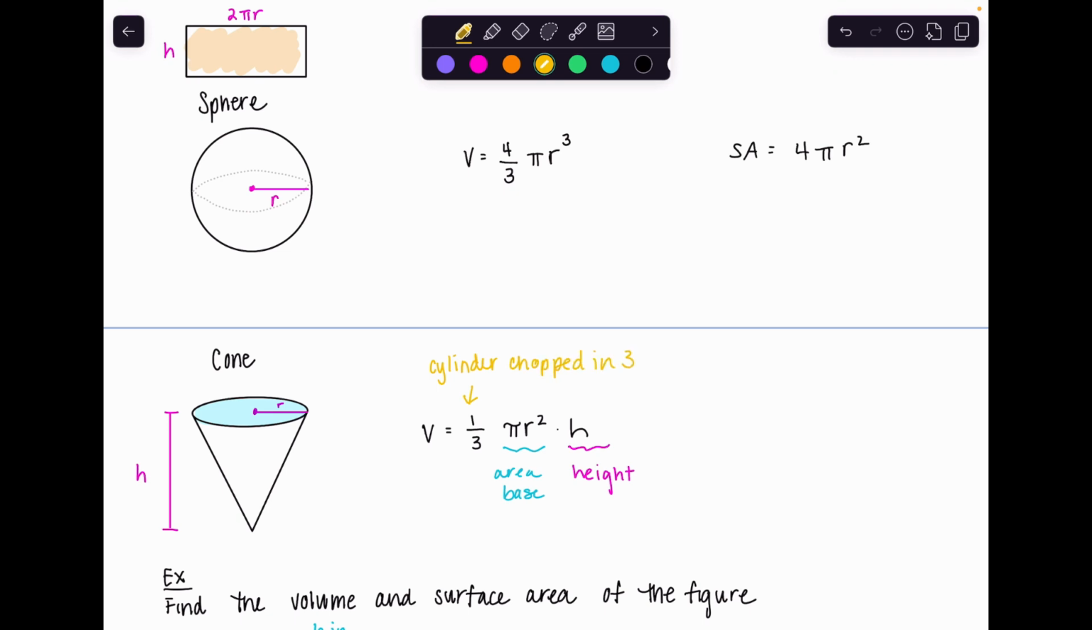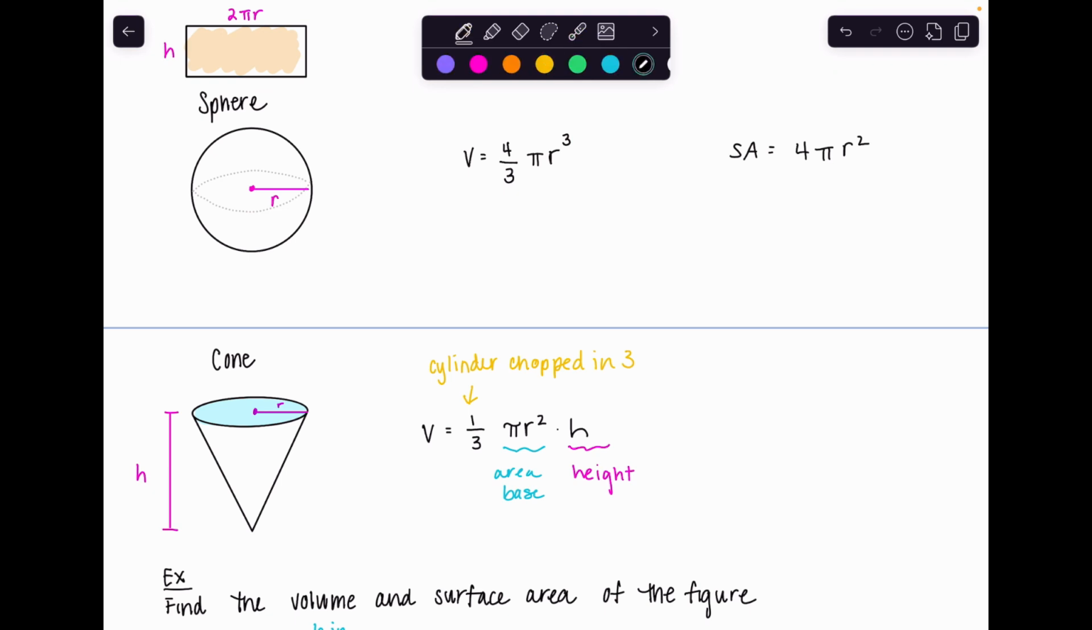And we'll talk about pyramids very soon too, and it's the same idea. When it comes to that sharp point, you're missing 2 out of the 3 parts of it. So again, just to visualize here, here's my cylinder. You're missing this side and this side. You just have the middle third.